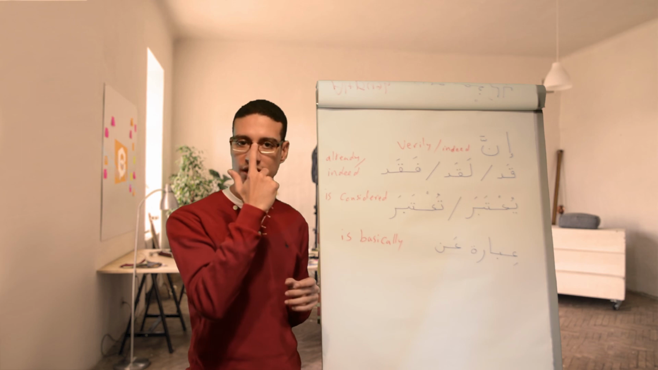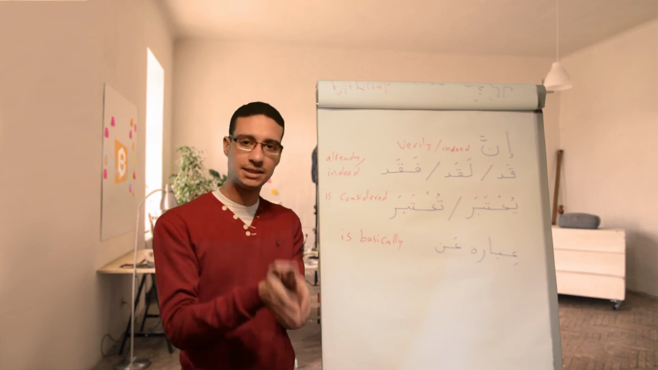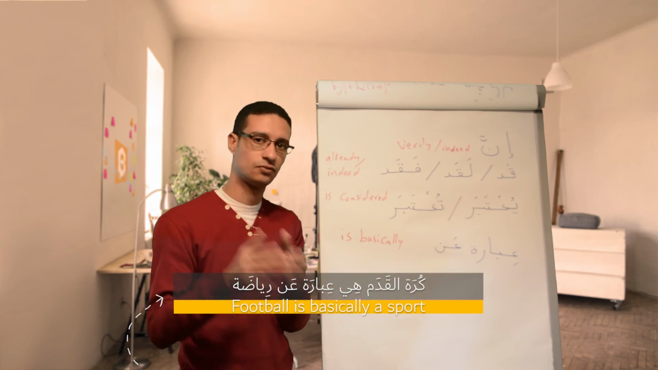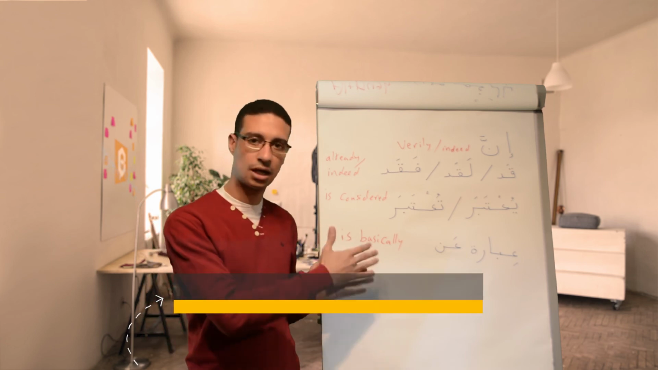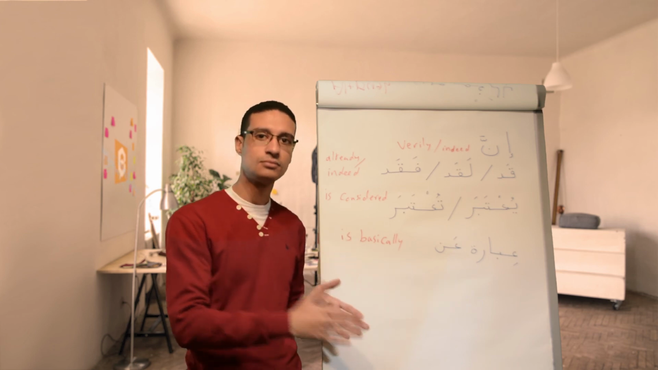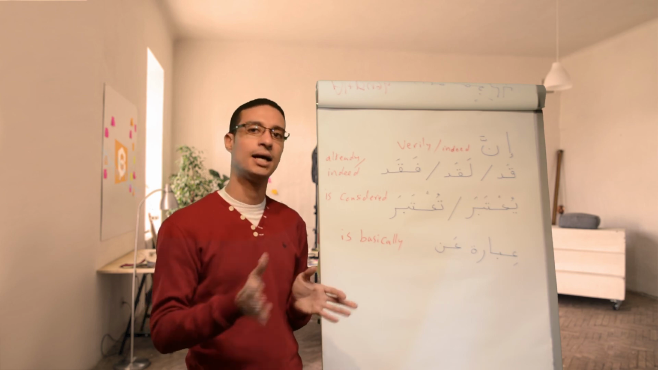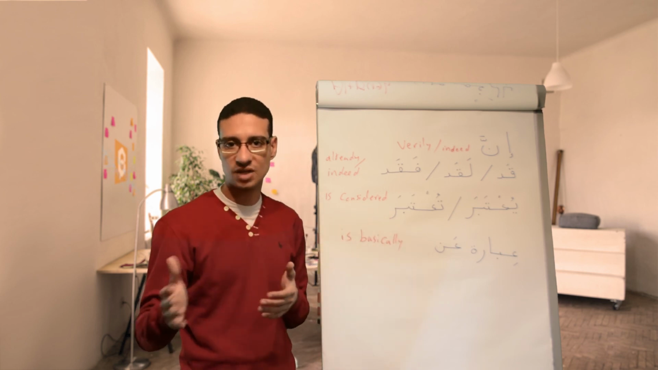Another example is when you say, for example, football is basically a sport. Okay, so football is basically a sport. كرة القدم هي عبارة عن رياضة. هي عبارة عن رياضة. So it's basically a sport.